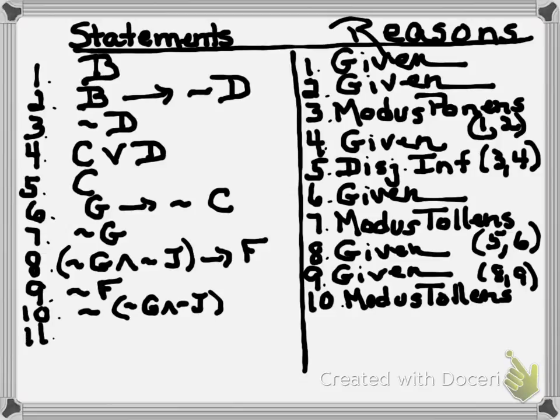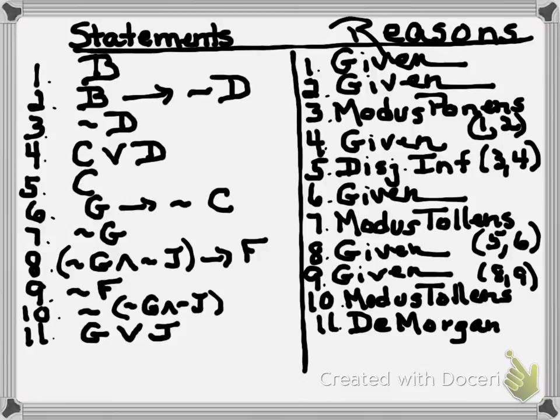Now I'm going to simplify the negation of that parenthesis. Not G is G. To negate a conjunction, it becomes a disjunction. And not J is J. And that's by De Morgan's. On line 10.